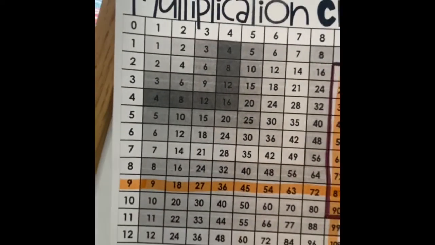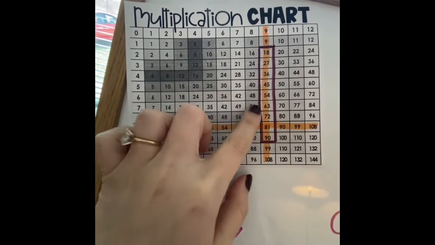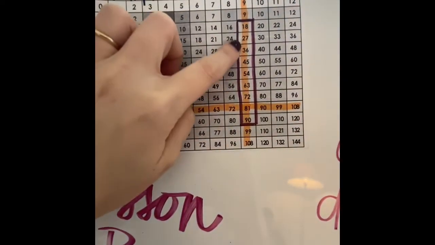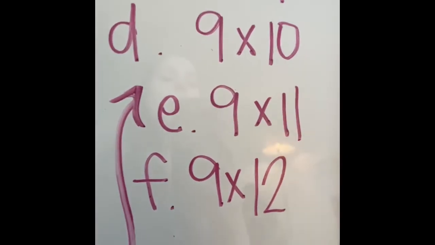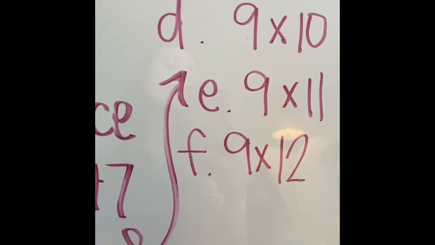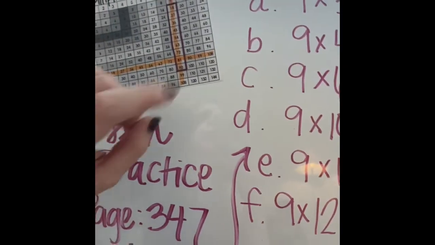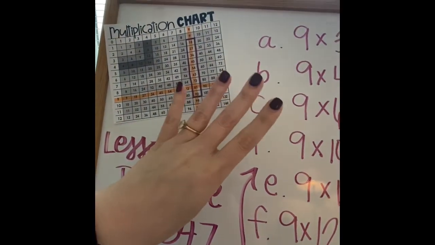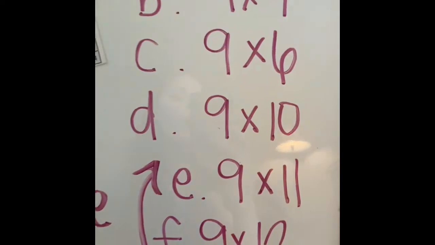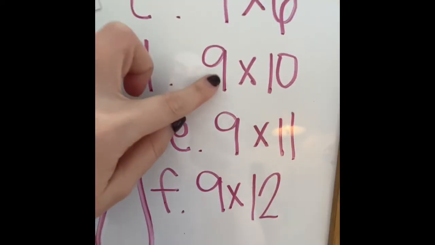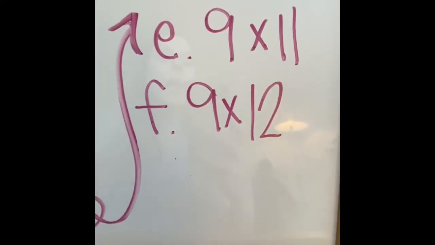For 9 times 6, you can also look at your chart. You could go from 6 all the way over to 9, or you could start at 9 and go all the way down to 6. When we do D, 9 times 10, you can simply just skip count by 10s 9 times. Let's do that together. We go from 10, 20, 30, 40, 50, 60, 70, 80, 90. We know that when we multiply with a factor of 10, it's just going to be this digit with the 0 at the end. Let's do E and F.